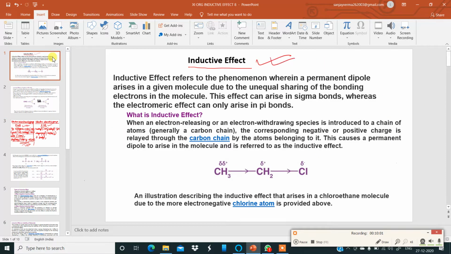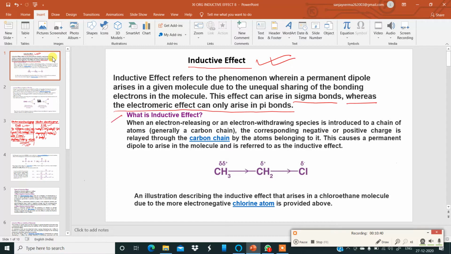Come to inductive effect. Now, inductive effect, it is a permanent effect. It refers to the phenomenon wherein a permanent dipole arises in a given molecule due to the unequal sharing of the bonding electrons in the molecule. This effect can arise in sigma bonds. Sigma bonds are the single bonds. Okay. Whereas the other effect, the electromeric effect, can only arise in pi bonds. Pi bonds are bonds which are formed by the sideways overlap of the atomic orbitals.